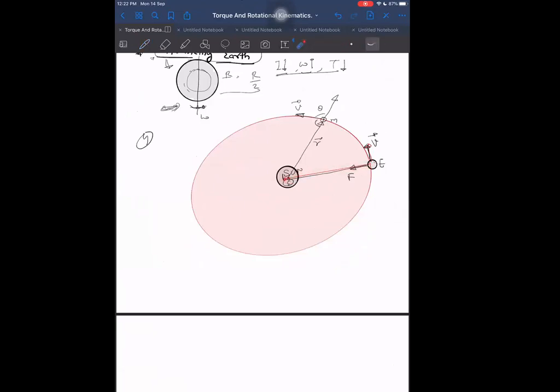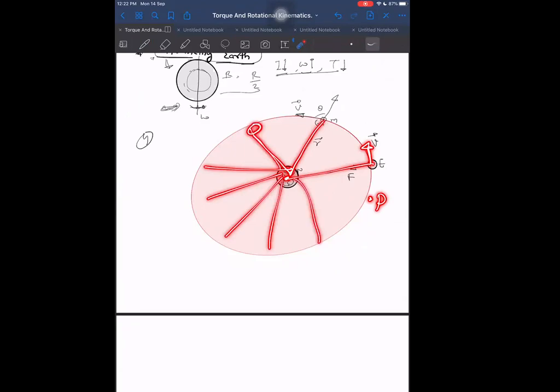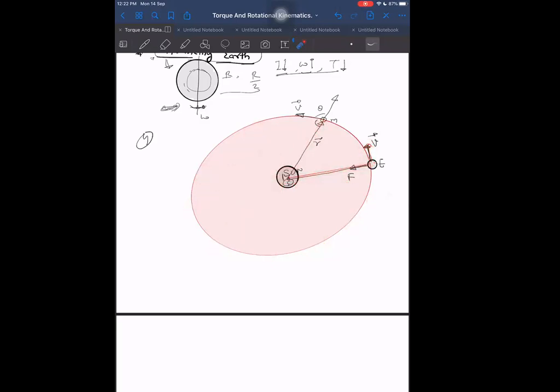So angular momentum will be conserved. Not about the center of the Earth, but about the center of the sun, the angular momentum of Earth will always be conserved, because wherever Earth goes, the force will always be towards the center of the sun. So the torque will always be zero, and if torque is always zero, then angular momentum will always remain constant in magnitude as well as in direction.